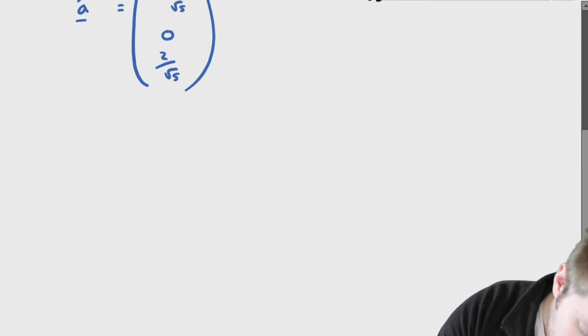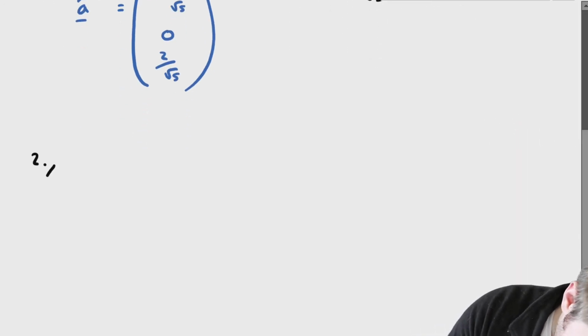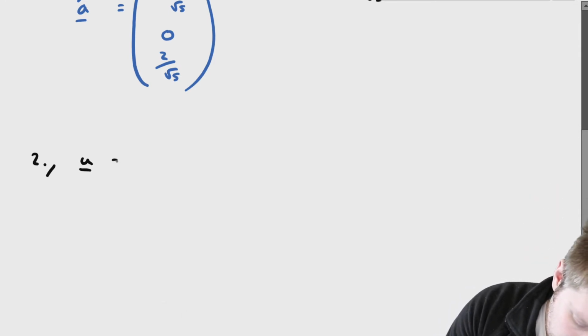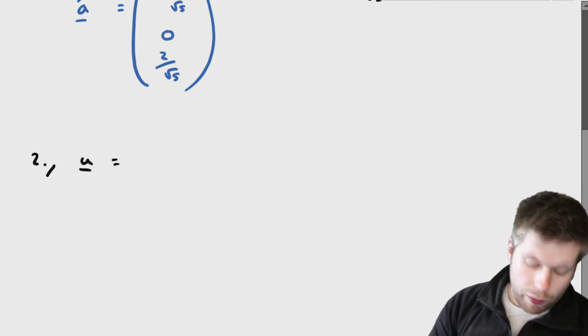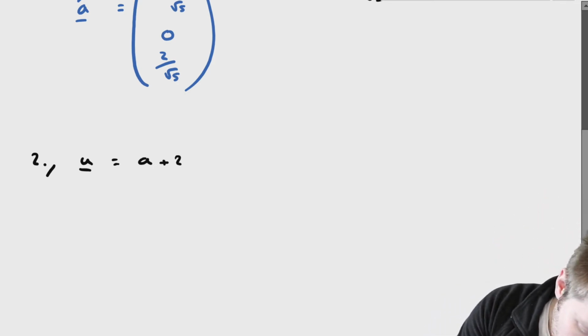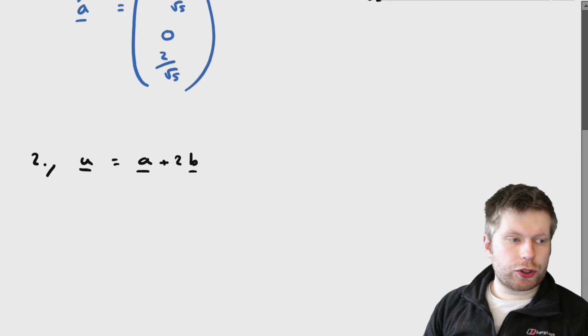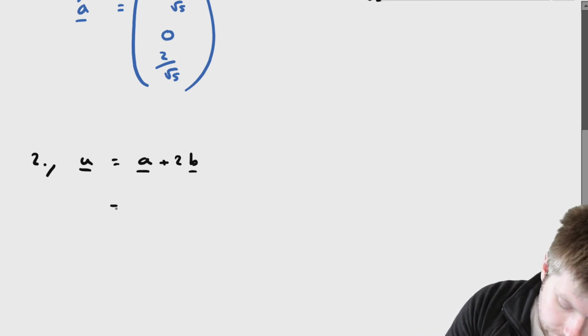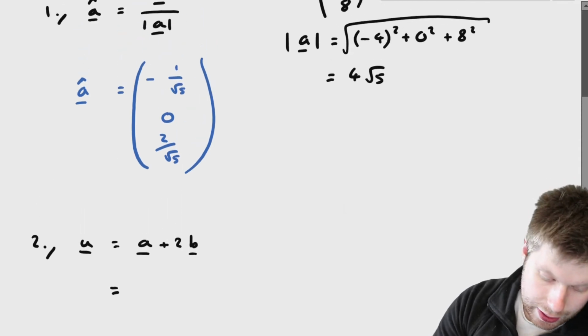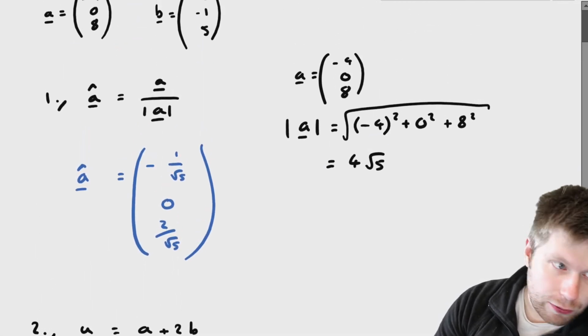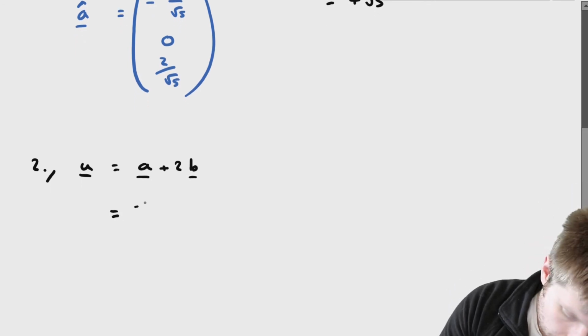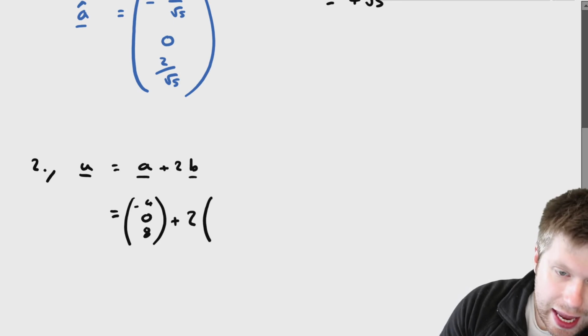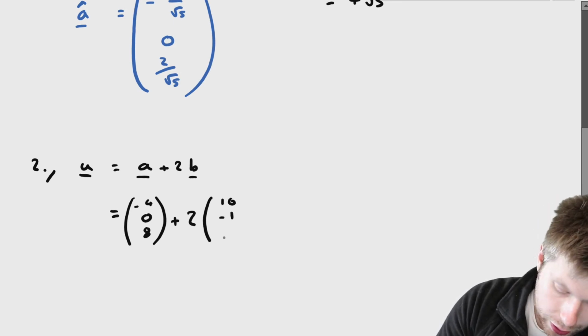Now for part 2, I've been asked to find the unit vector, which I'm going to call U, in the same direction as A plus 2B. So I'm going to take A, add on 2B, call that vector U, and then I need to find the unit vector. First, let's find out what the vector U is. It's simply A, which is -4, 0 and 8, plus two lots of B, and B, you remember, was 10, -1 and 5.